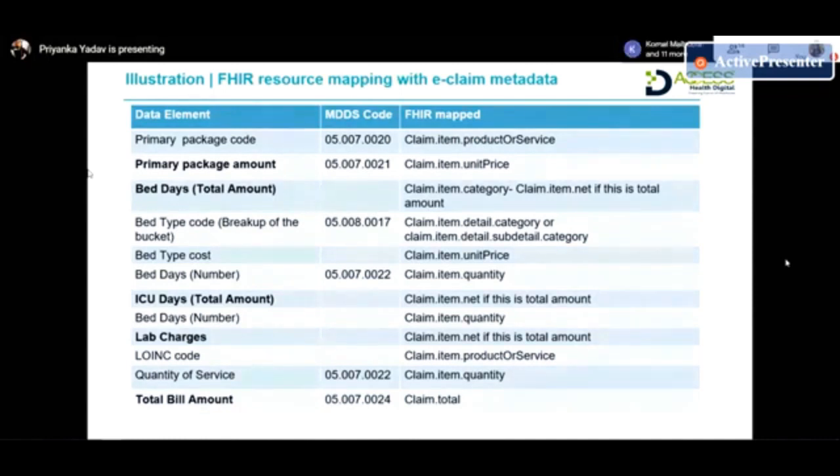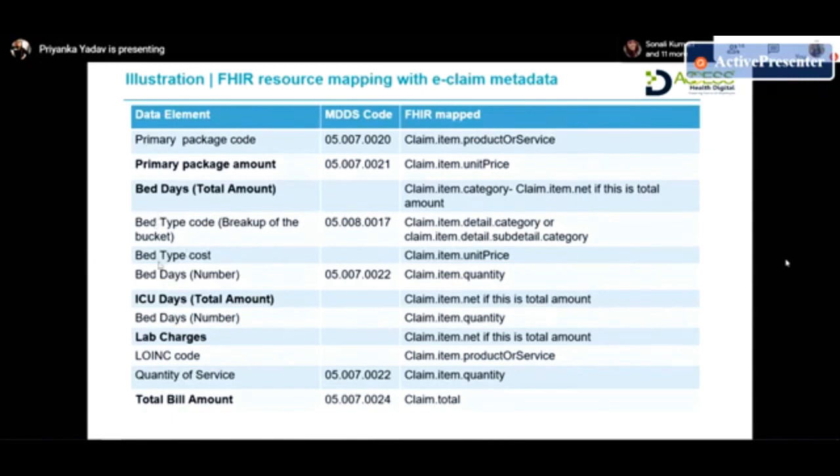It's all configurability. ICU days, how many times I was in ICU, because ICU days are again calculated on the basis of ICU bed. So ICU bed has a rate, a fixed rate to it, depending upon the type of ICU, and that gets calculated here. It will have number of days and again cost.